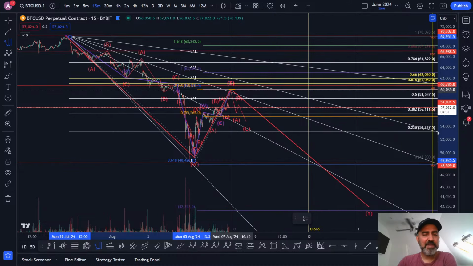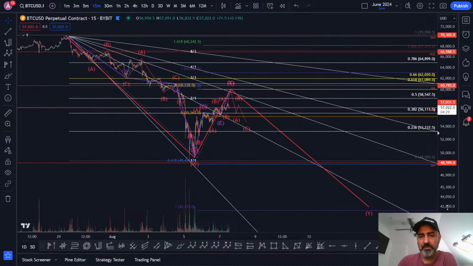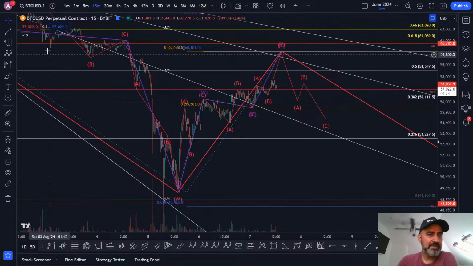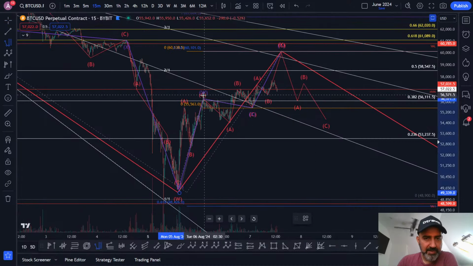Why have I come up with that time there? Well, I've only come up with that time there based on this purple WXY. That's the only reason I imagined that time. So I just did it from there to there to there.